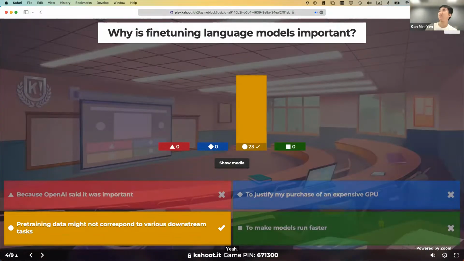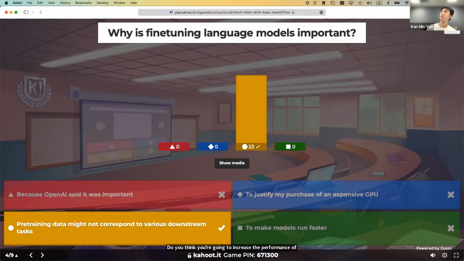So the answer is yellow because for blue and red, those are really nonsensical answers. For green, fine-tuning language models has nothing to do with making the model run faster. If you want to do that, there are other methods that will actually do this, but this is not the main focus of fine-tuning. Usually with fine-tuning, you want to improve the performance of the LLM on a downstream task, like sentiment analysis or a different task.